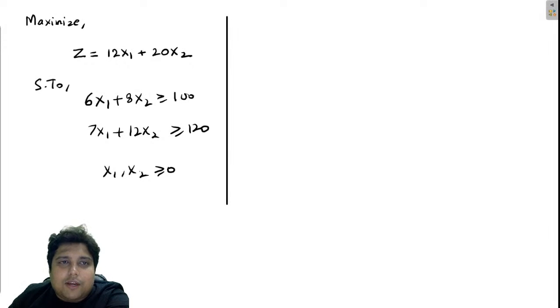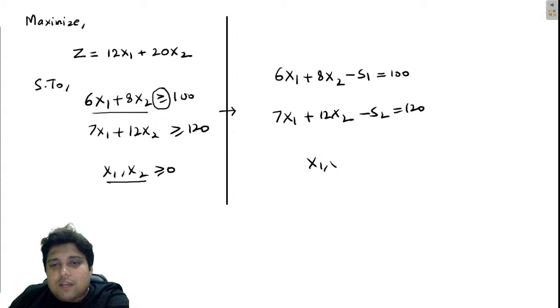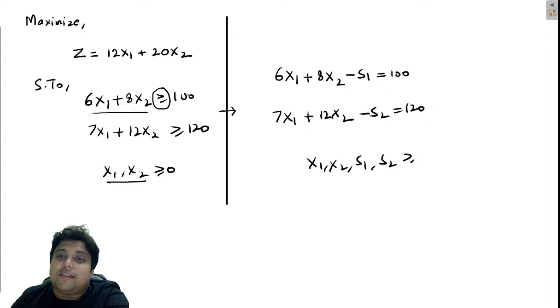Because the standard form conversion is very unique in this case. Now all the variables are restricted, so no need to go for the first condition. Let us simply go for the second condition, that is, remove the inequality. Because the left hand side is greater, I will write 6x1 plus 8x2 minus s1 equal to 100, and 7x1 plus 12x2 minus s2 is equal to 120, and then x1, x2, s1, s2 all greater than equal to 0.